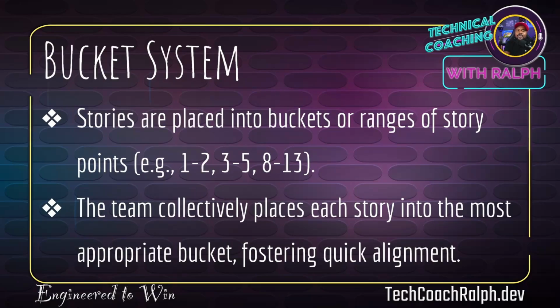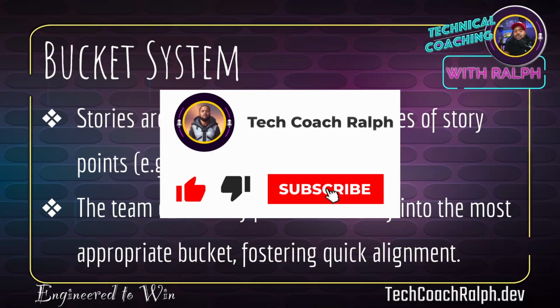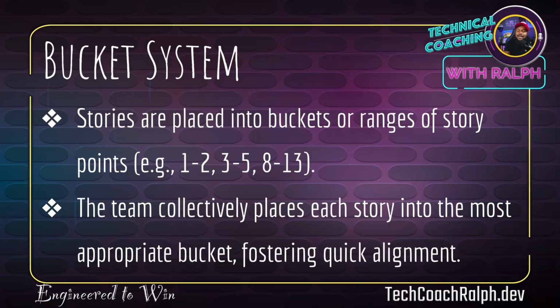The bucket system. Stories are placed into buckets or ranges of story points: 1 to 2, 3 to 5, 8 to 13. Okay, I am familiar with that, right? The team collectively places each story into the most appropriate bucket for fostering quick alignment. So you say, okay, this story is pretty small, it's probably a 1 or a 2. This one is probably an 8. This one's probably a 5. Figuring it out that way.